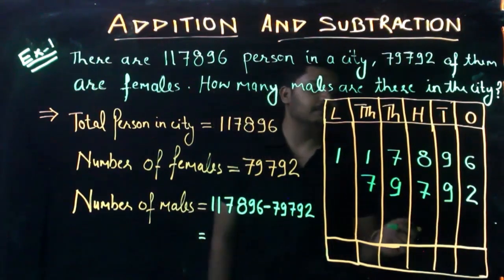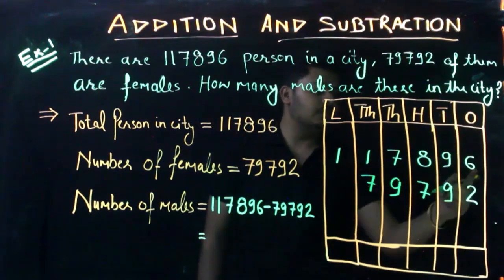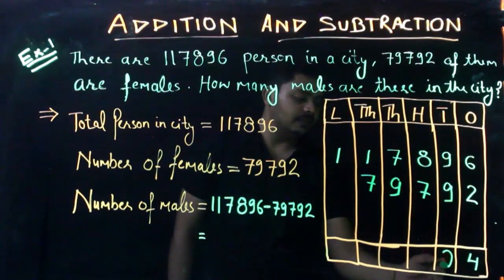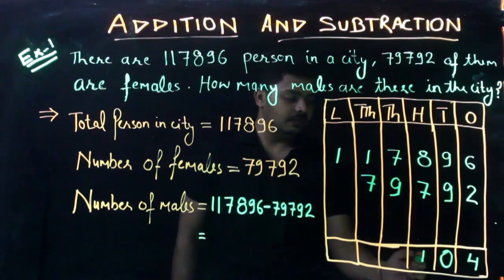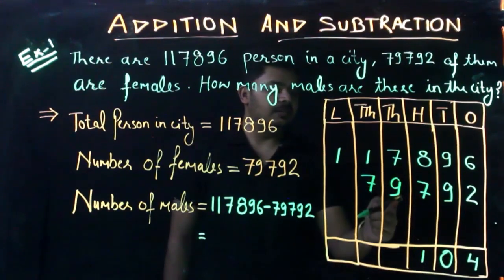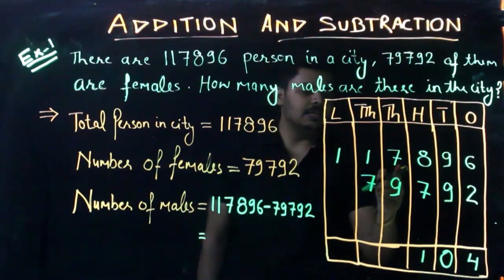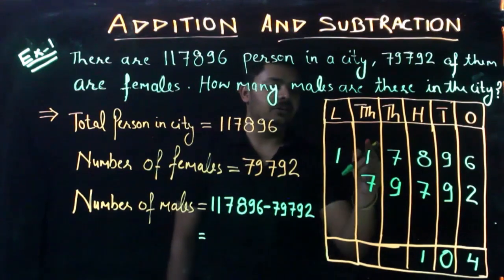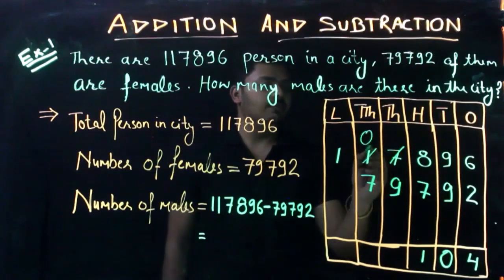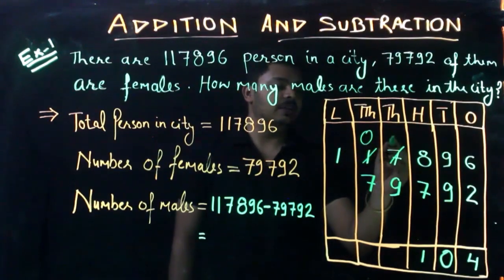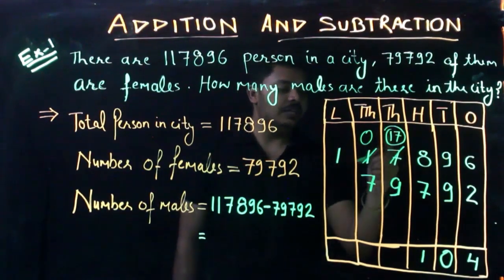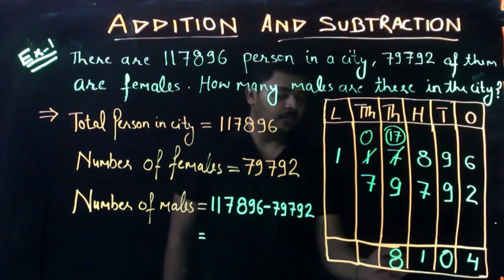Now subtracting starting from the ones column, 6 minus 2 is 4, 9 minus 9 we get a 0, 8 minus 7 we get 1, 7 minus 9. Now here 7 is less than 9, so 9 cannot be subtracted from 7. Instead we need to regroup it and get 1 ten thousand. From the 10,000s column we get a 1 ten thousand and 7 becomes 17,000. Now 17 minus 9 we get 8.